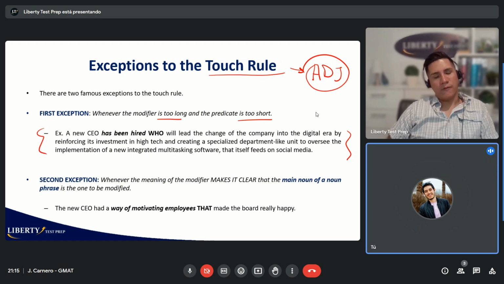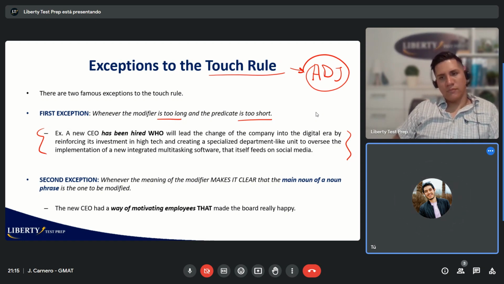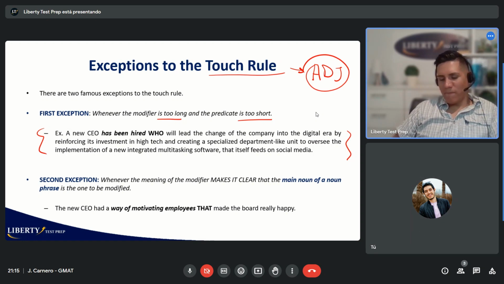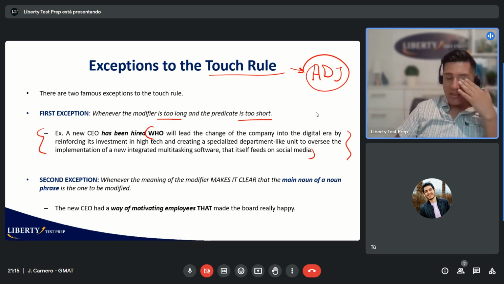A new CEO has been hired who will lead the change of the company into the digital era by reinforcing its investments in high tech and creating a specialized department-like unit to oversee the implementation of a new integrated multitasking software that itself feeds on social media. So there we have a magnanimous modifier, right? It's huge. You have "who, blah, blah, blah," until the end. That's only one modifier. What is it trying to modify?